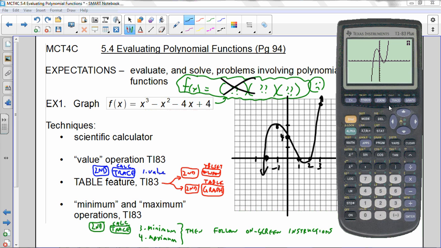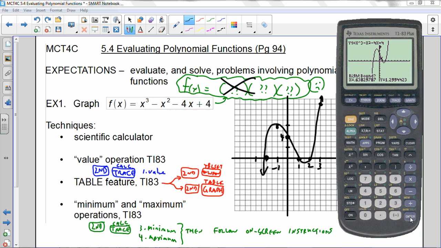So here, second function calc, second function trace, which gives me the calc menu. I can go minimum, and then I just follow the on-screen instructions. It wants me to find the left bound. Where do I want to be? Where's the minimum I want to find? Because there could be more than one. Well, I want to go to the left of it, and then to the right of it.